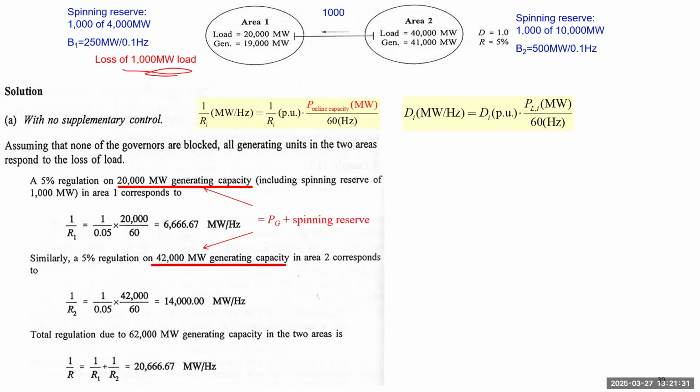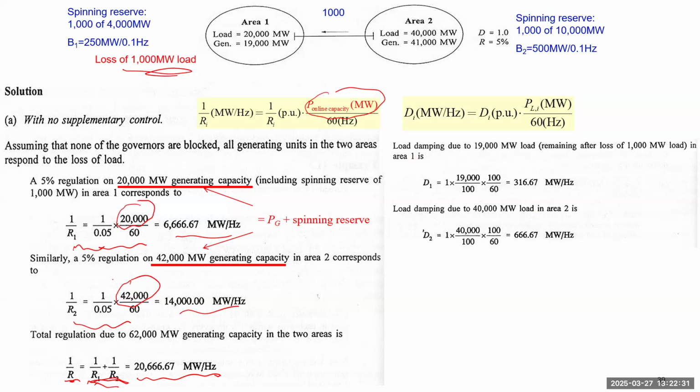Okay, so from this example, here we just calculate the 1 over R1, 1 over R2 in the new unit. This value takes the total online generation, which is the generation plus spinning reserve. Okay, this is for area 2. Then we add the two together, we will get 1 over equivalent R. So this tells us if we connect two areas together, a load change of more than 20,000 megawatt will cause 1 hertz frequency deviation. Because 1 hertz frequency deviation is a very huge value, usually we consider 0.1 hertz, or roughly speaking, about 2,000 megawatt power change will cause 0.1 hertz frequency deviation.